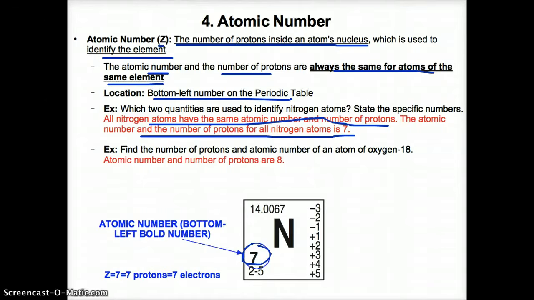Next, we have to find the number of protons and the atomic number of an atom of oxygen 18. Don't worry about this number 18, we'll cover that in a second. But we know that no matter which version of oxygen we have, whether it's oxygen 16 or oxygen 18, as long as it's oxygen, its atomic number and the number of protons are always the same, both shown by the bottom left bold number of 8 in oxygen's element box, if you check it on your own, or O's element box. Hence, our answer is oxygen 18 has 8 protons and an atomic number of 8.